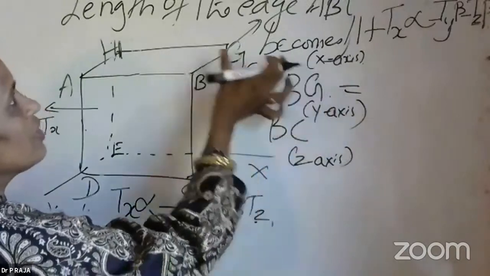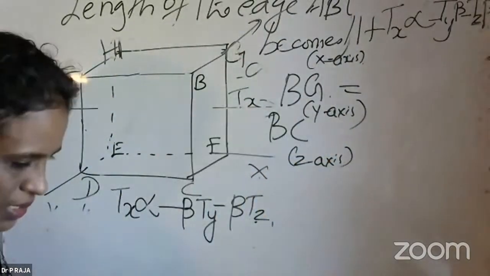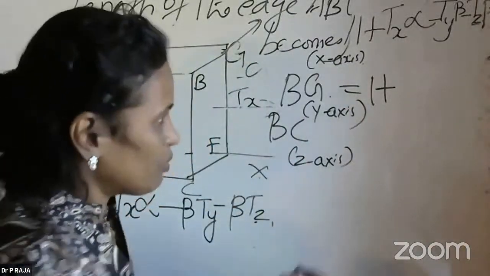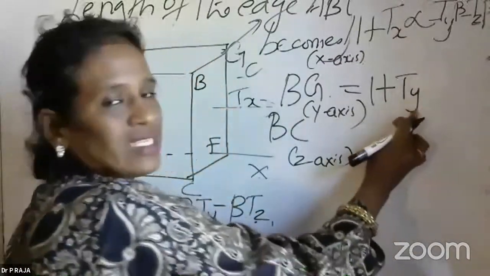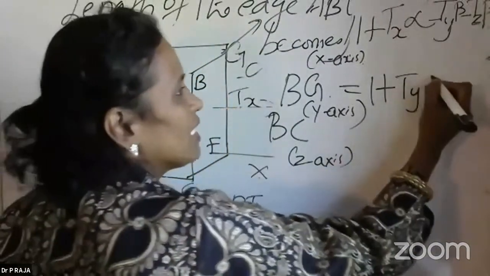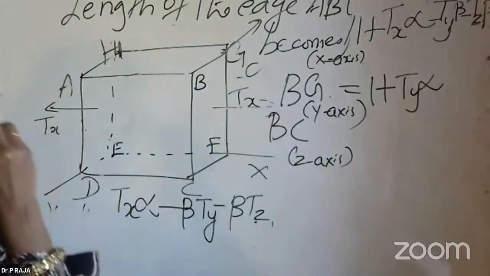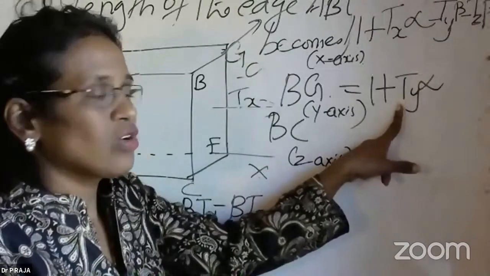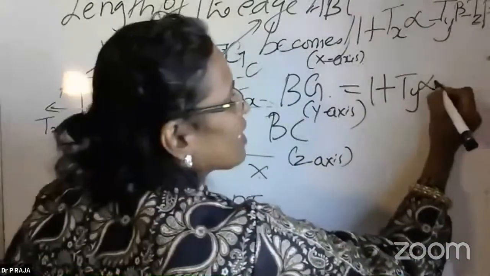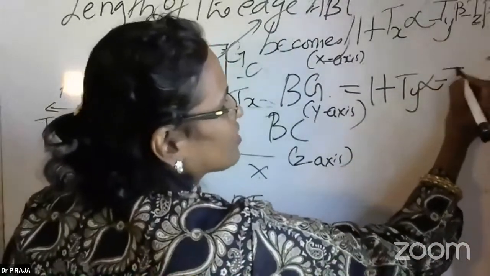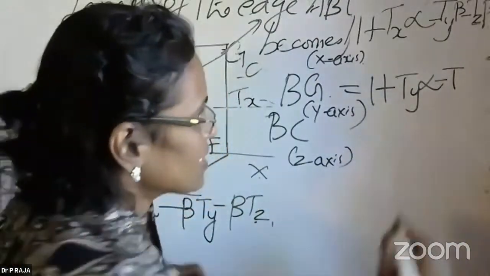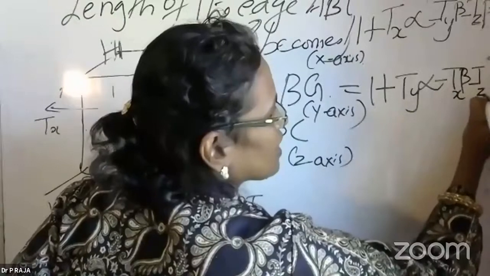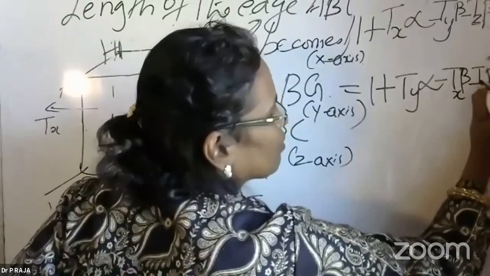For the length of the edge BG, it will now become 1 plus TY. In the Y direction there will be an elongation, so I will put it as positive for TY. Because there is an elongation along the Y direction, there will be a contraction along the other directions. On the TX side there will be a contraction, and also in the TZ direction there will be a contraction, beta.